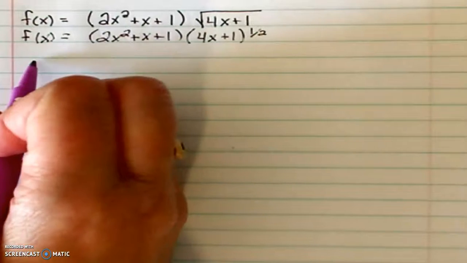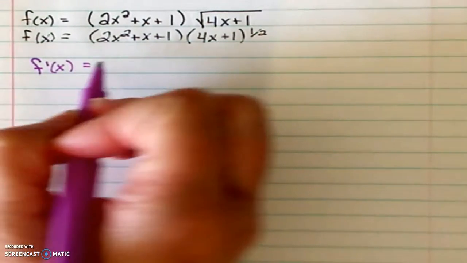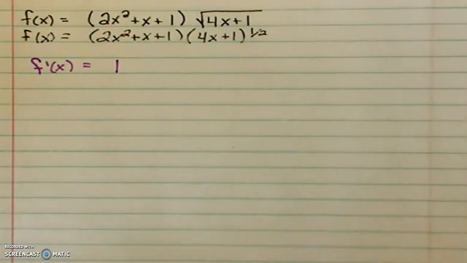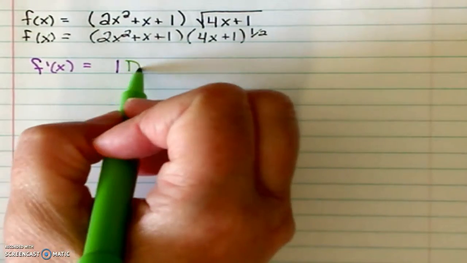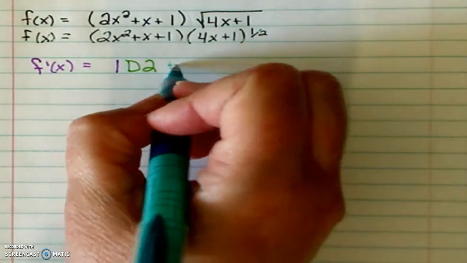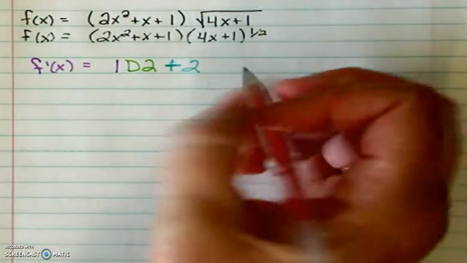Now to do the derivative, what we are going to be using is the product rule. The product rule, remember, is 1d2 plus 2d1.